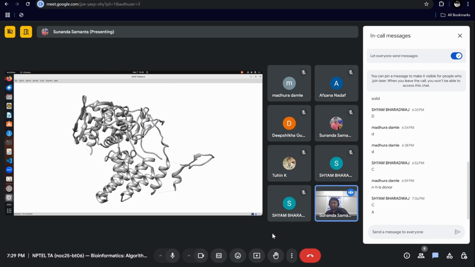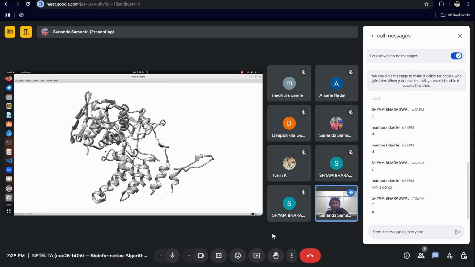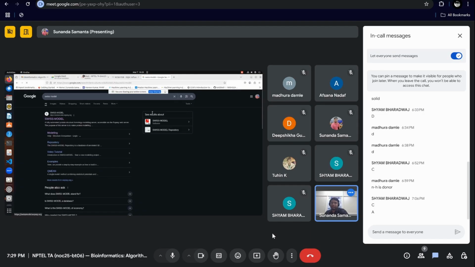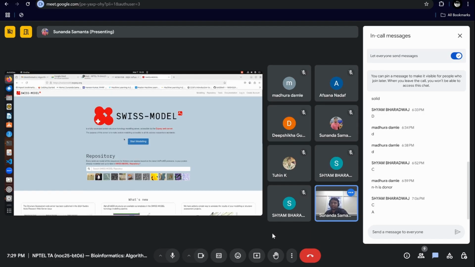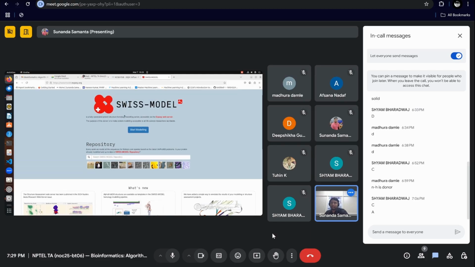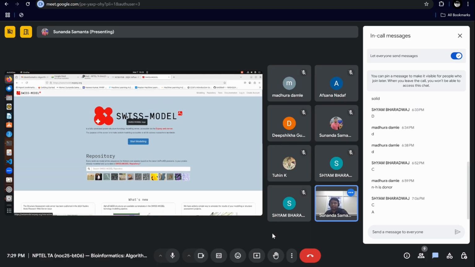Here, our job is still 14% complete, so it takes a lot of time for the model to get finished. So you can wait for that. Now, Swiss model is a homology modeling server, of course. And in this particular case, from the entire sequence, you can generate the structures.